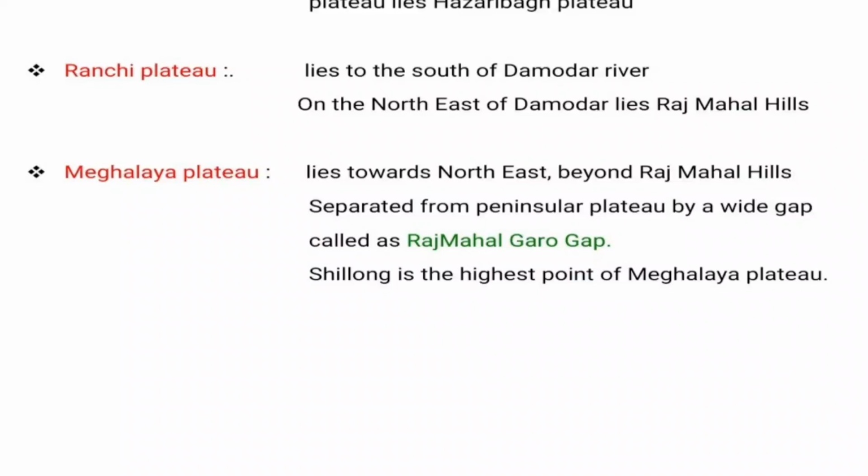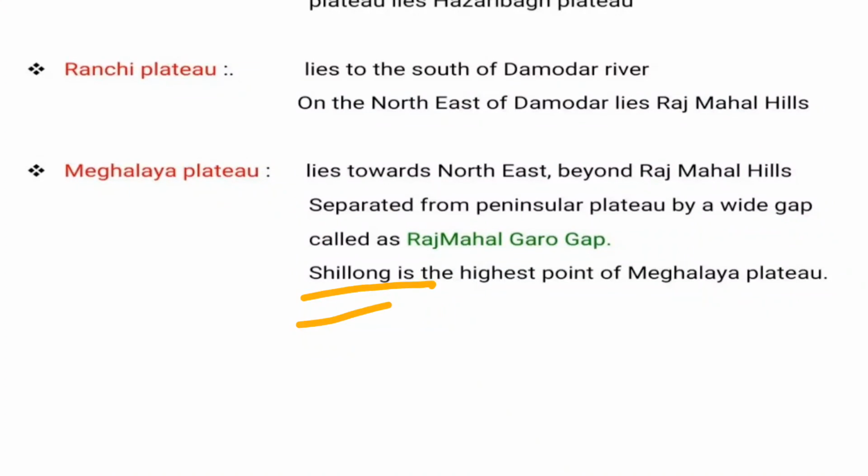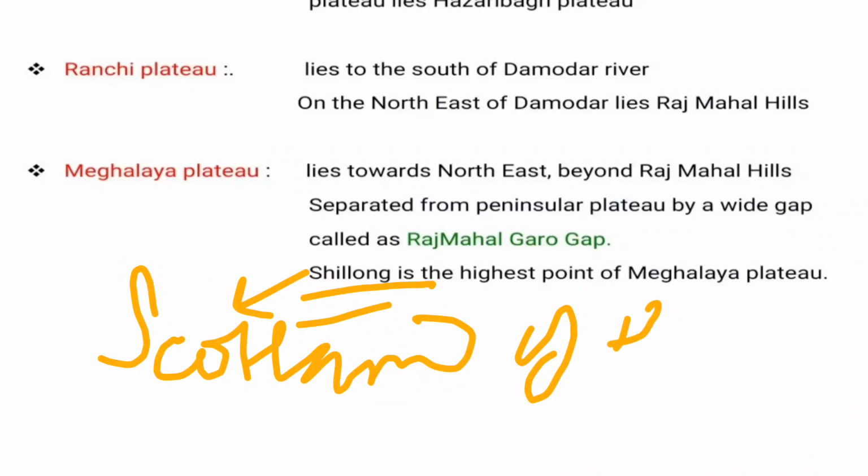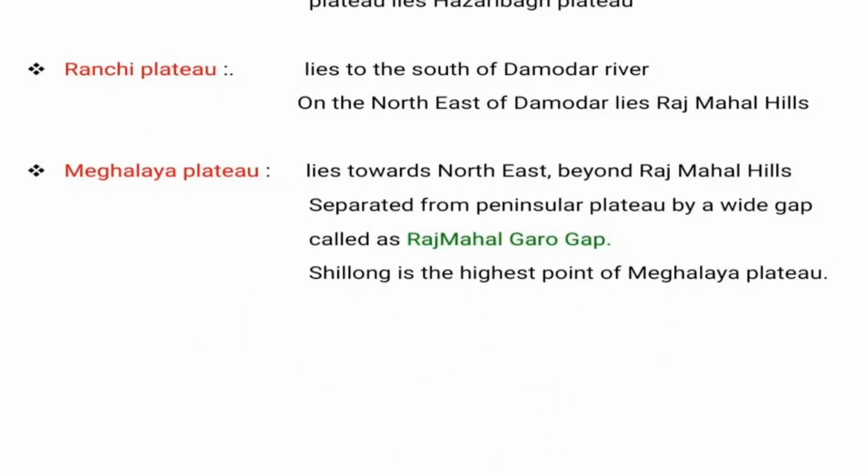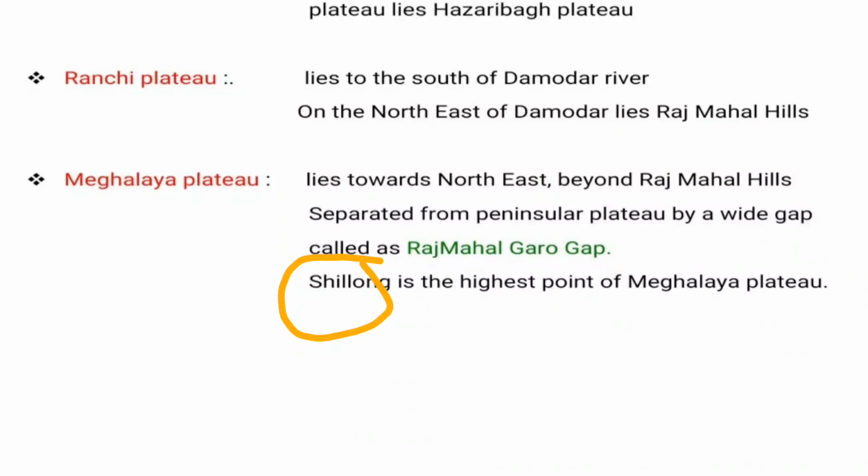Now in Meghalaya we have Shillong, the capital. So Shillong is the highest point of the Meghalaya Plateau, as we all know, and this Shillong is also known as the Scotland of the East. This question has been asked in the JKPSC in the year 2020 in the prelims examination, that which place is called the Scotland of the East. So this is Shillong. Shillong is called the Scotland of the East. You have to remember this.